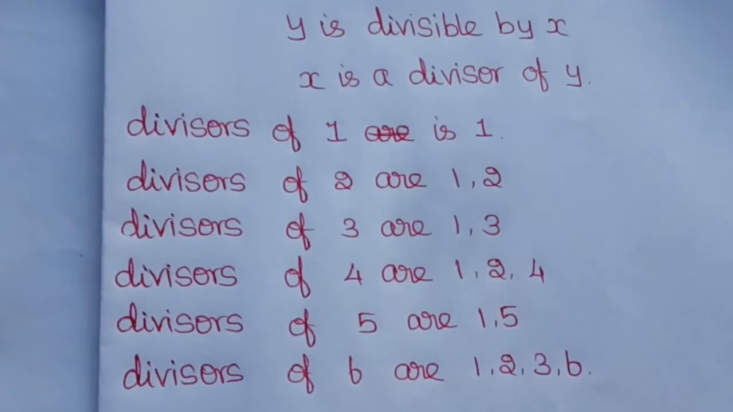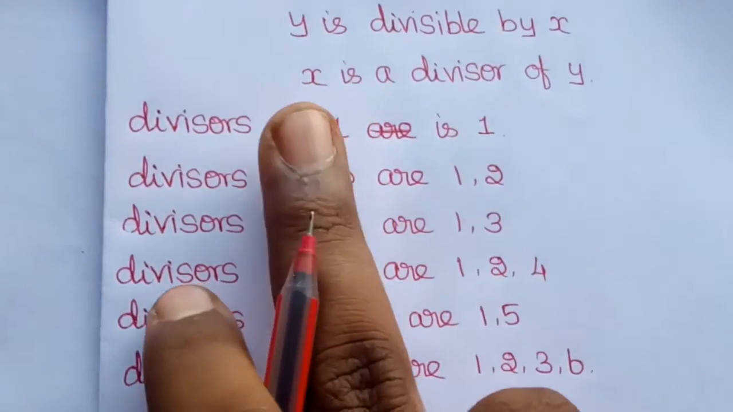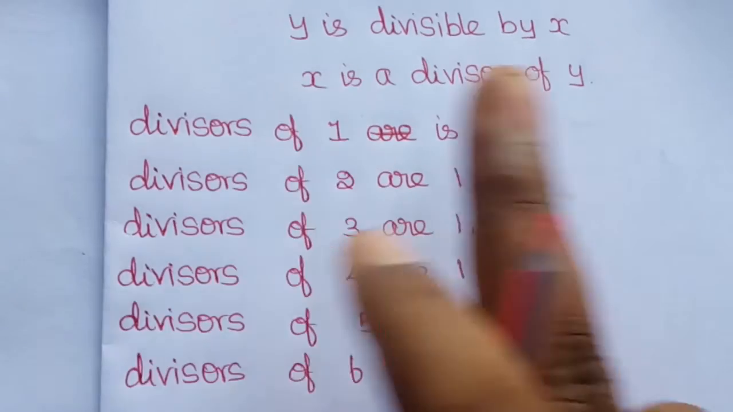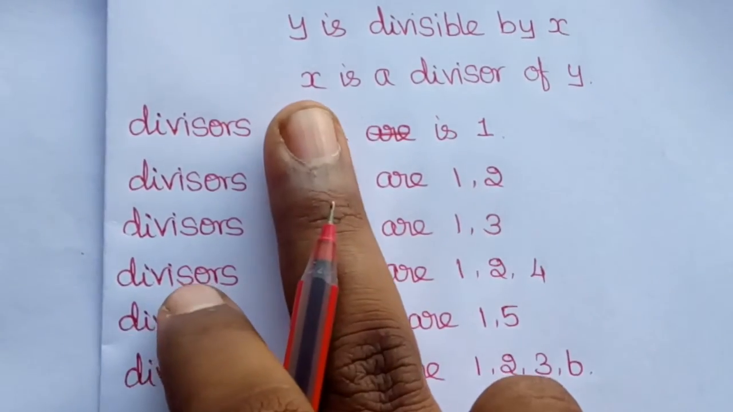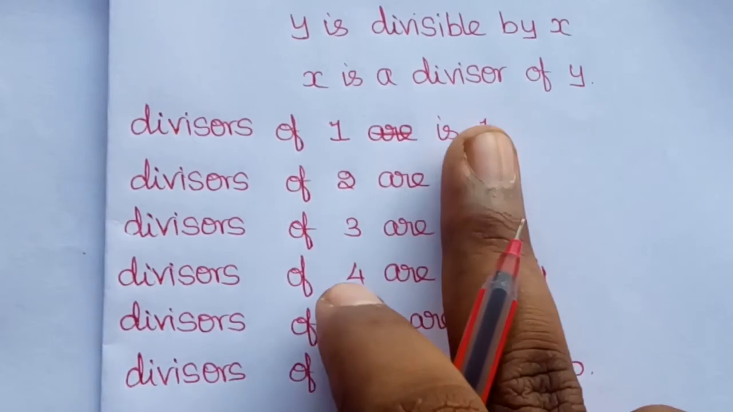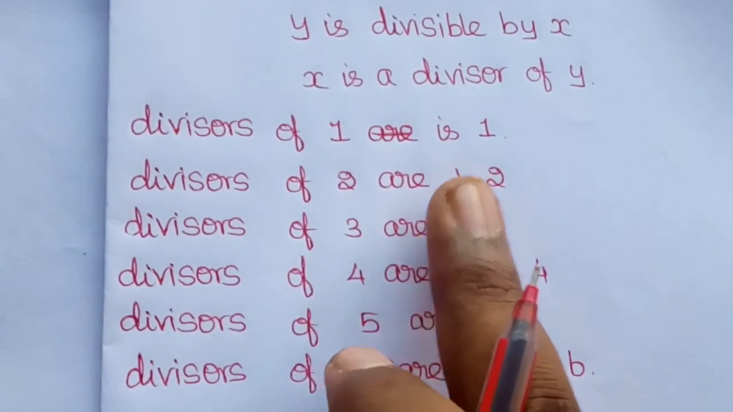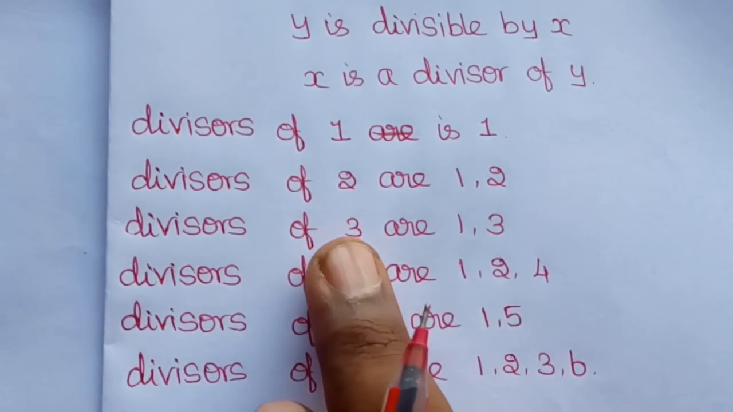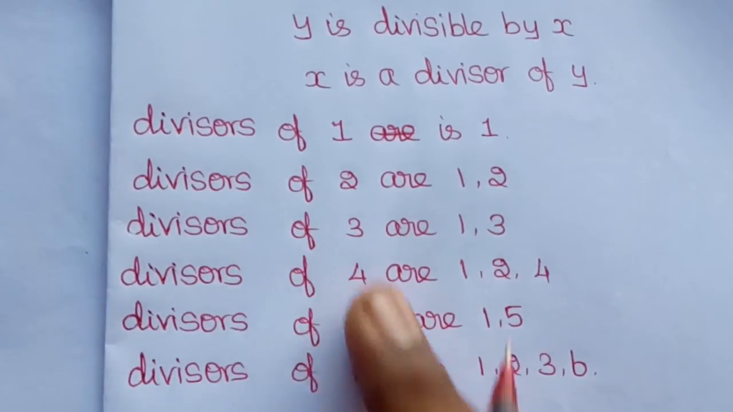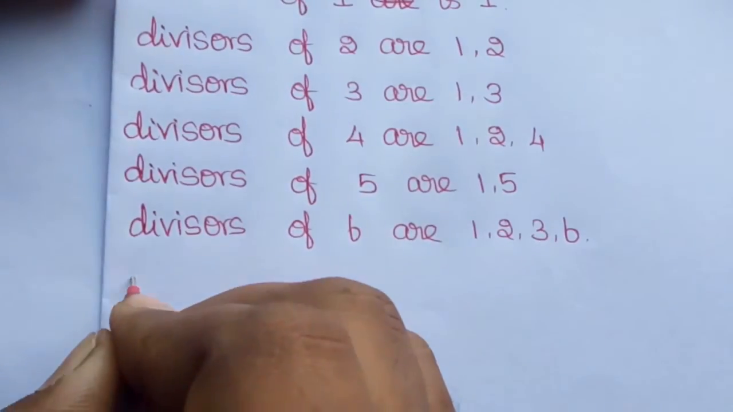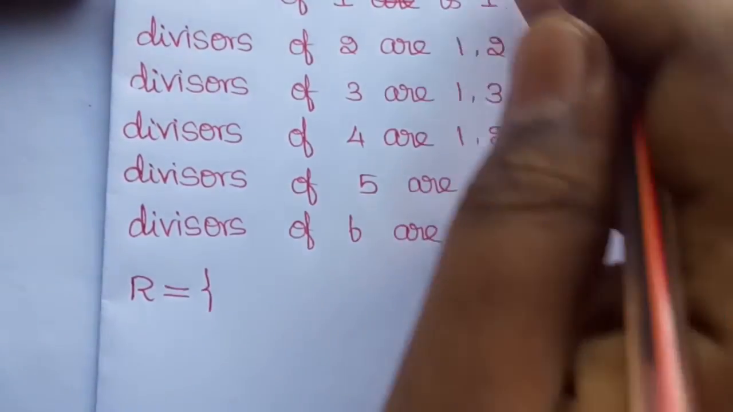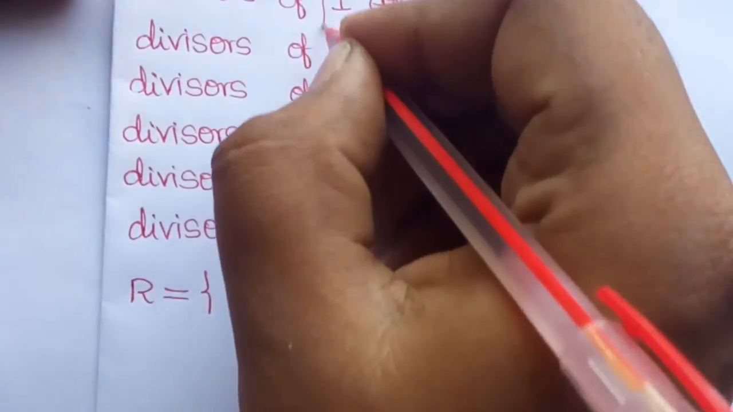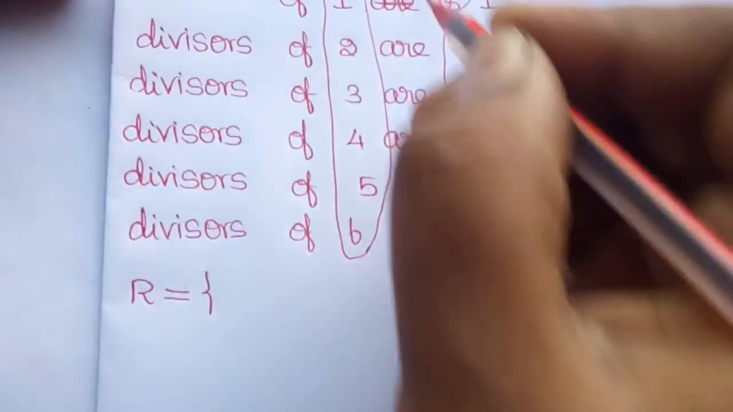Now first you write the divisor, next the number, in the form x is a divisor of y. 1 is a divisor of 1. 1 is a divisor of 2. 2 is a divisor of 2. 1 is a divisor of 3. 3 is a divisor of 3. So the relation R is written by these x values and these y values.